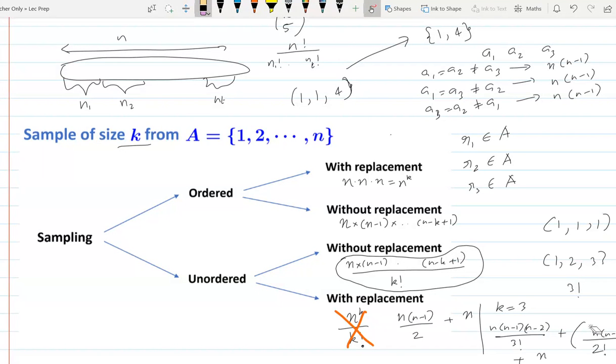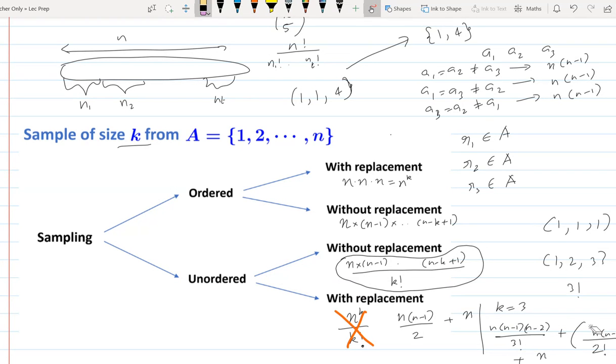Sir, we can say like this that we are choosing two persons from n persons, and there are two possibilities: the first person comes two times or the second person comes two times. So nC2 into 2. Because there are two possibilities. Exactly.